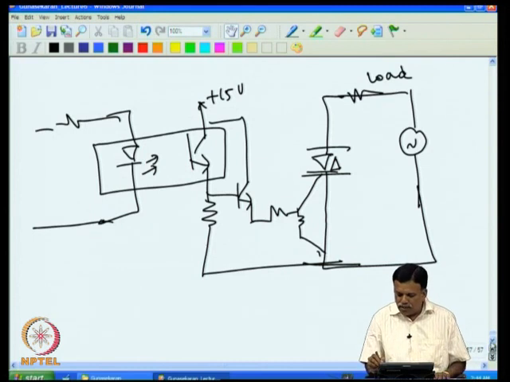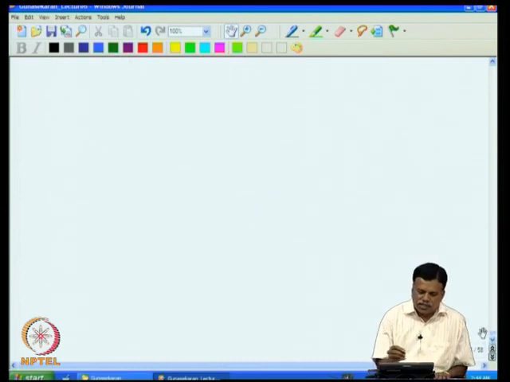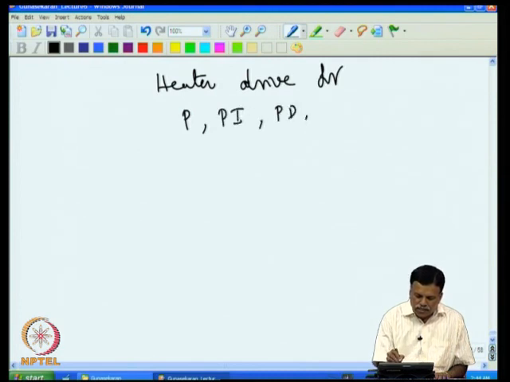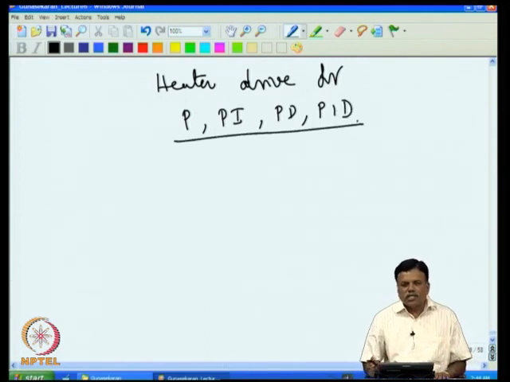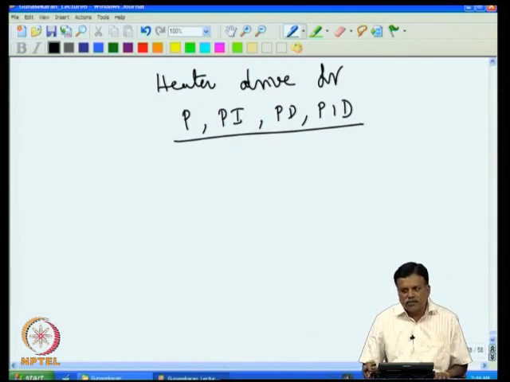Now let us see next how to design a heater drive for a proportional controller. So next we see the heater drive for P or PI or PD or PID, all are the same because the output voltage has to be linearly varying with the error.